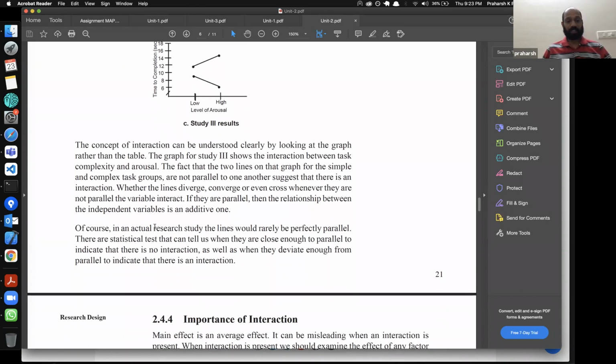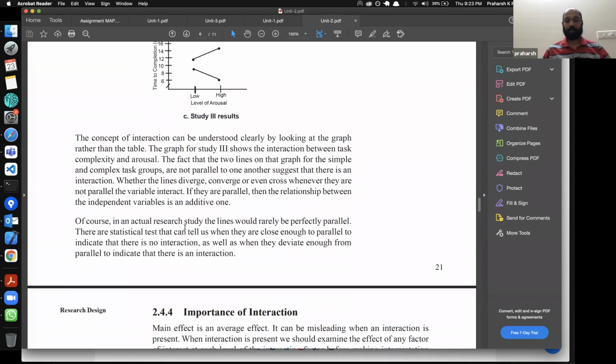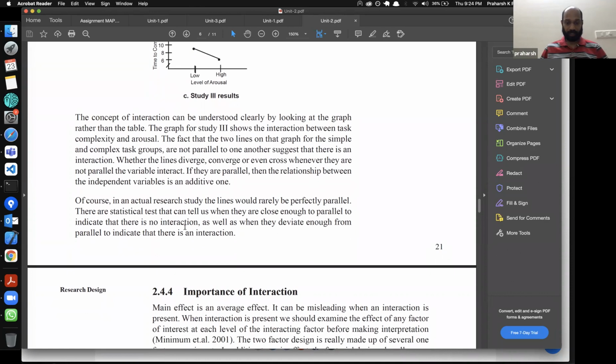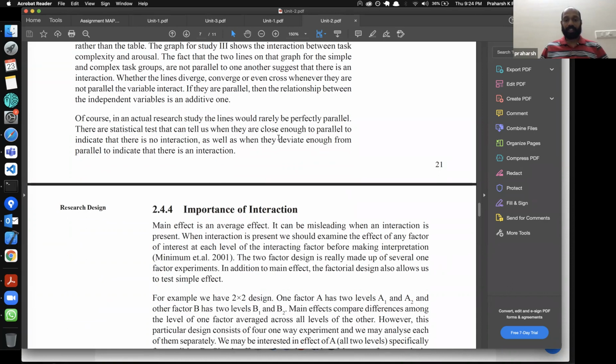Of course, in an actual research study, the lines would rarely be parallel. There will always be some kind of relationship. Any factor will be affecting the other factor somehow. There are statistical tests that can tell us when they are close enough to parallel, because getting exactly parallel readings, since we are taking readings on humans, is going to be extremely difficult. But how much deviation can be acceptable as parallel? There are statistical tests we can run to figure that out, as well as when they deviate enough from parallel to indicate that there is an interaction.